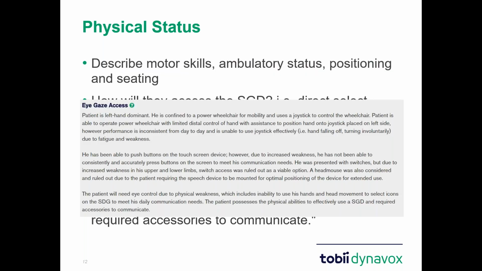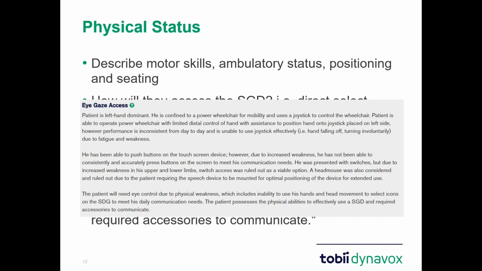Here's where you get into, if you have an eye gaze user, eye gaze is like the tip top, you're ruling everything out, and so it can be pretty lengthy when you're writing about eye gaze because insurance wants to make sure you're ruling out all other cheaper possibilities. So bear with me, this is long. Patient is left hand dominant. He's confined to a power wheelchair for mobility and uses a joystick to control the wheelchair. Patient is able to operate the power wheelchair with limited distal control of hand with assistance to position hand onto joystick placed on left side. However, performance is inconsistent from day to day and he is unable to use the joystick effectively. So the hand is falling off, turning involuntarily due to fatigue and weakness.